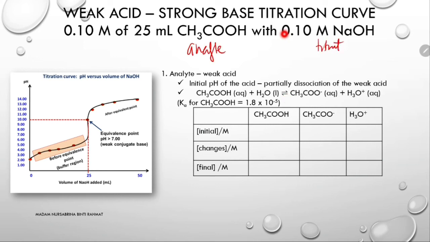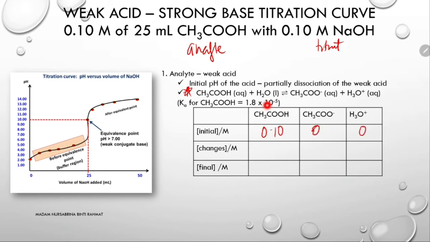So we will always start our pH curve with the initial pH of our analyte, and in this example, my analyte is my weak acid, and therefore we need to calculate the initial pH of my weak acid. These are the hydrolysis equation for my weak acid, which only partially dissociates in water to release H3O+. So first we need to fill up the ICE table. The initial concentration of my acetic acid or ethanoic acid is 0.10 molar. This one is 0 and this one is 0 as well.